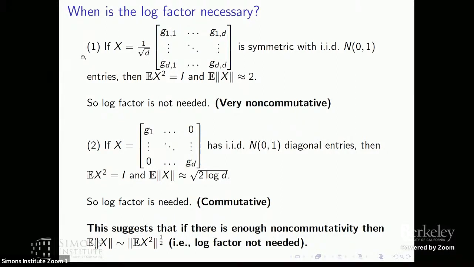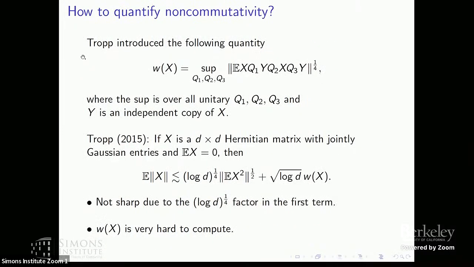Now, of course, everything here is quantitative when it comes to estimation of the spectral norm of the matrix. So how do we quantify non-commutativity? Tropp made an attempt to quantify non-commutativity. He introduced this quantity. We are given a Gaussian matrix X with jointly Gaussian entries, not necessarily IID, just jointly Gaussian.